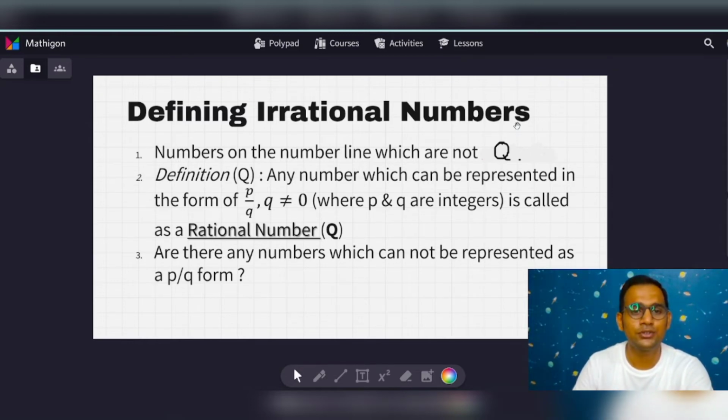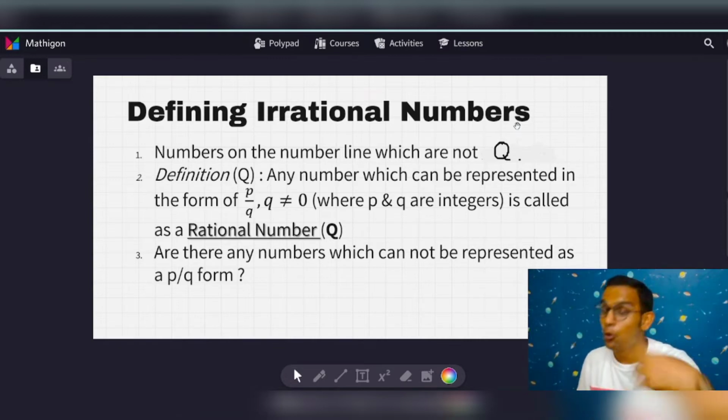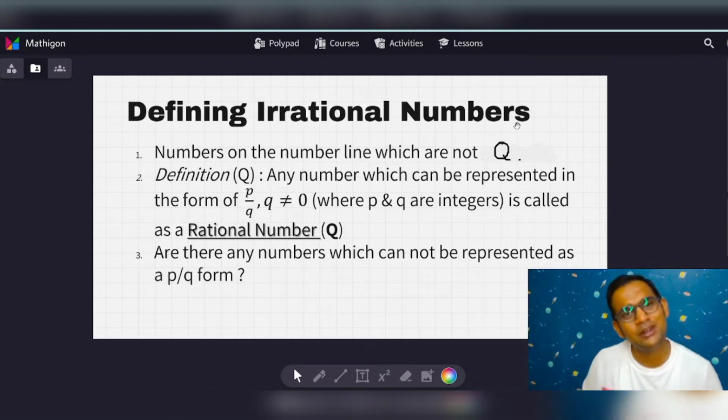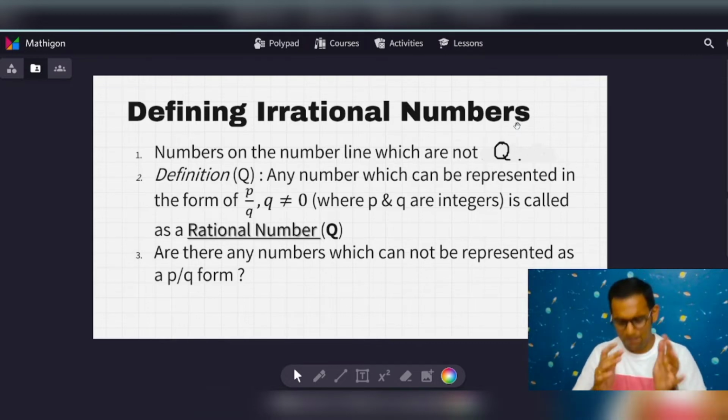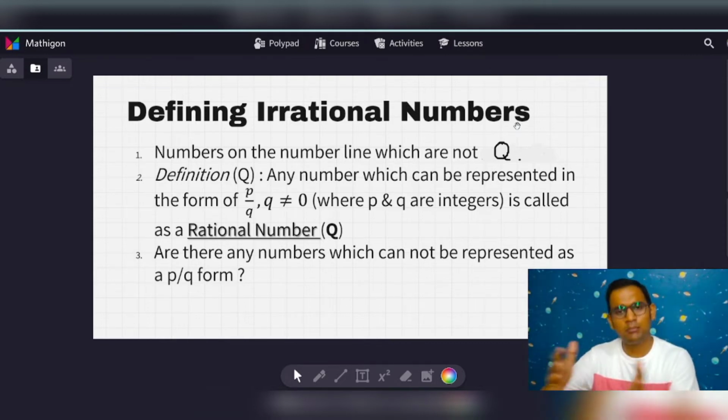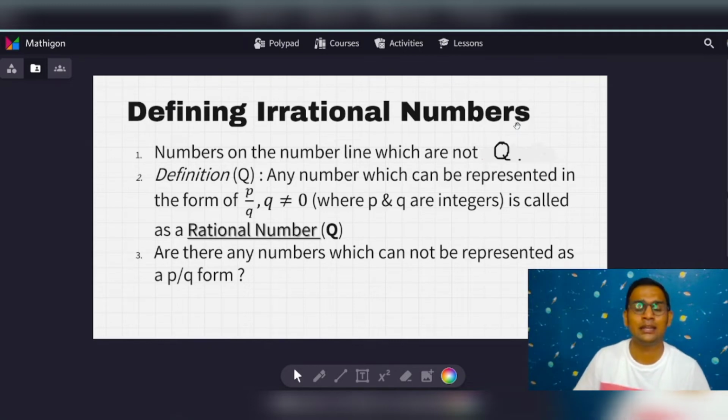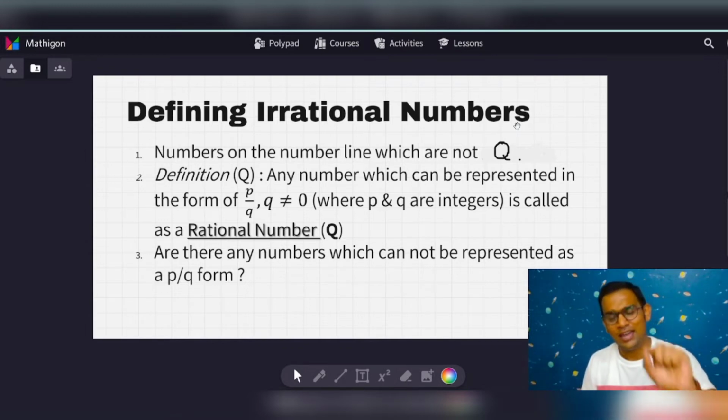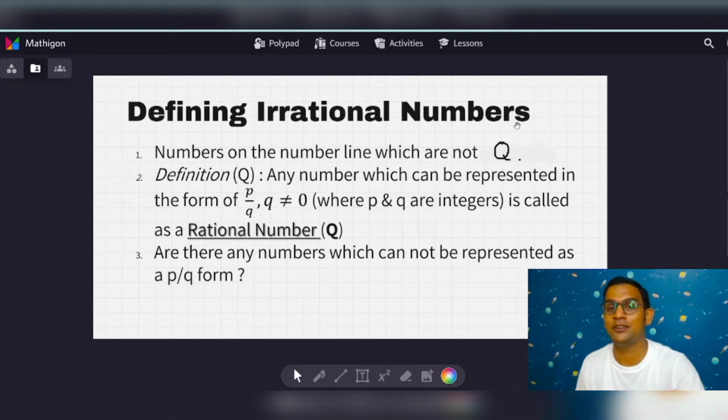So numbers on the number line which are not rational, can we say that they are irrational numbers? We ended the last video by asking whether there are some more numbers on the number line, and I said absolutely yes. So can we say that apart from rational numbers, whatever numbers are there on the number line, they are irrational? And I say absolutely yes. So how do we define it? We define the rational numbers, and on the basis of that we will define irrational numbers.